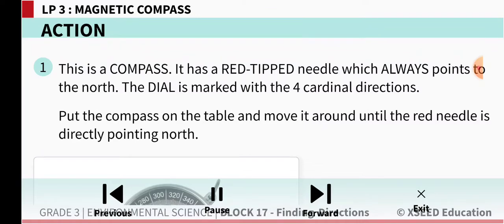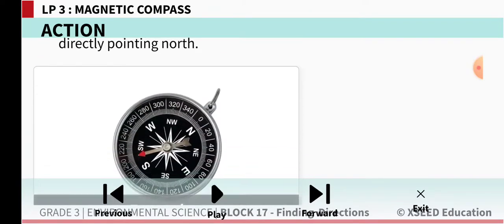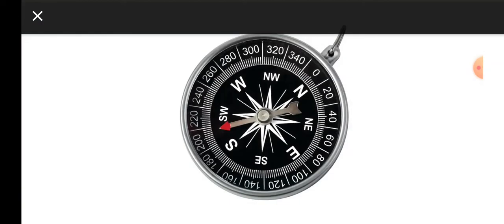This is a compass. It has a red-tipped needle which always points to the north. The dial is marked with four cardinal directions. Put the compass on the table and move it around until the red needle is directly pointing north. Okay? So, this is the compass. This is the dial here.